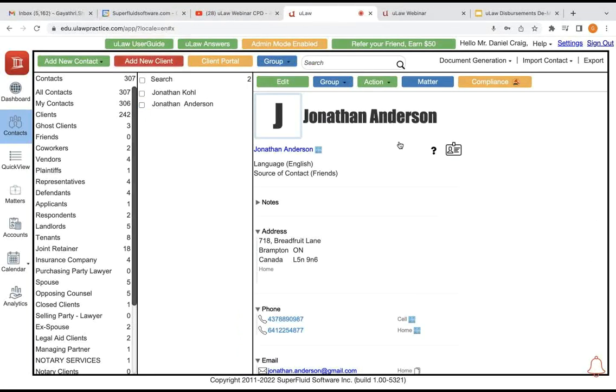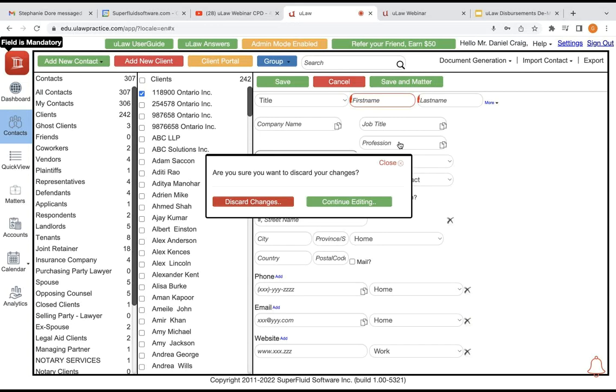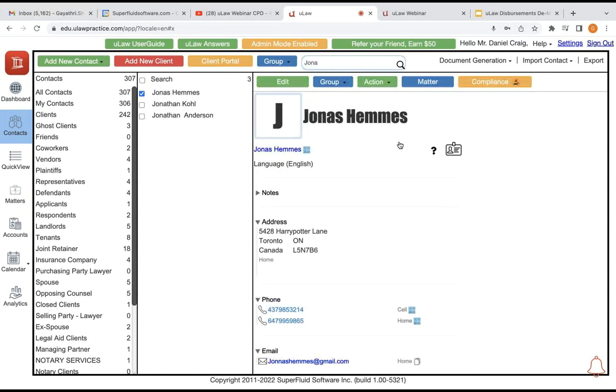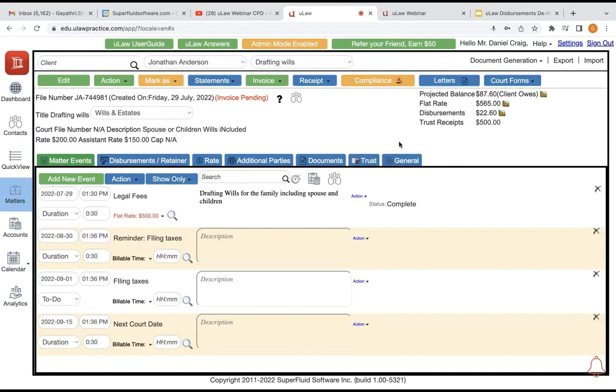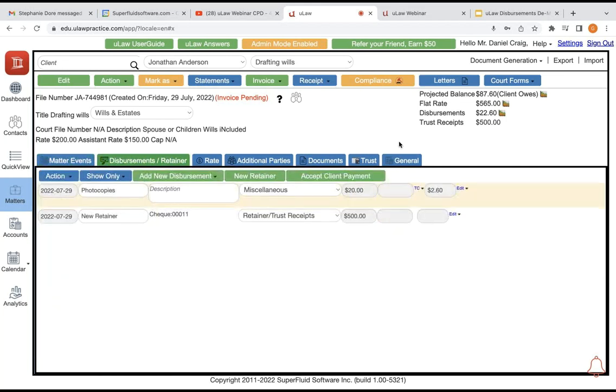Quickly under contacts, I'm going to go ahead and add a new client, or I could also take one of the existing clients just to save a quick time. So let's say this is one of the new clients that is being created, has some matter events here. Going to be adding a quick disbursement. Before that, I'm going to show you that there is a new retainer, about $500 sitting in the trust account. We all see there's a trust receipt of $500. There is a flat rate of $565 already and a disbursement of $20.60. This is what you're seeing.